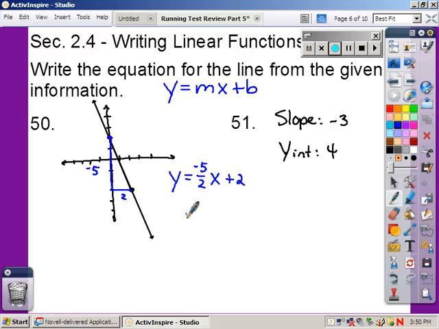Whereas in number 51, again, we're looking for a slope and an intercept. It just so happens that in number 51, they tell you both of them. So this is a very easy equation to write. The m is negative 3, and the b is positive 4. And you are done.